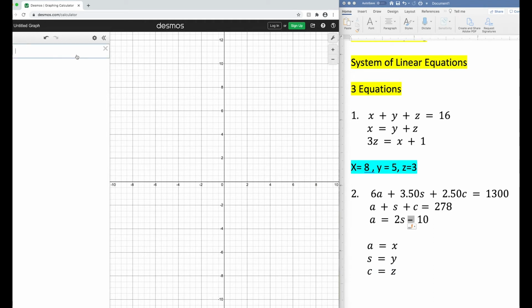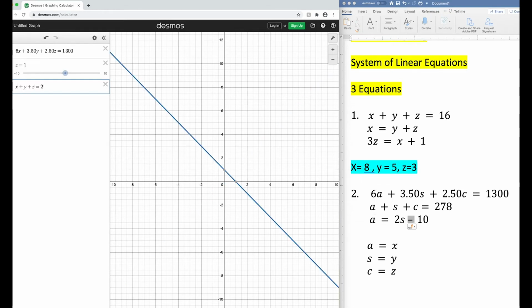I'm going to type the first one, which is going to be 6a, but we know that a has been changed to x, so it's going to be 6x plus 3.50, x going to be y, keep that in mind, plus 2.50, c going to be z, and it's going to be equal to 1300. Okay, here I make sure I'm reading from this equation. And then right here I'm going to have x plus y plus z equal 278.